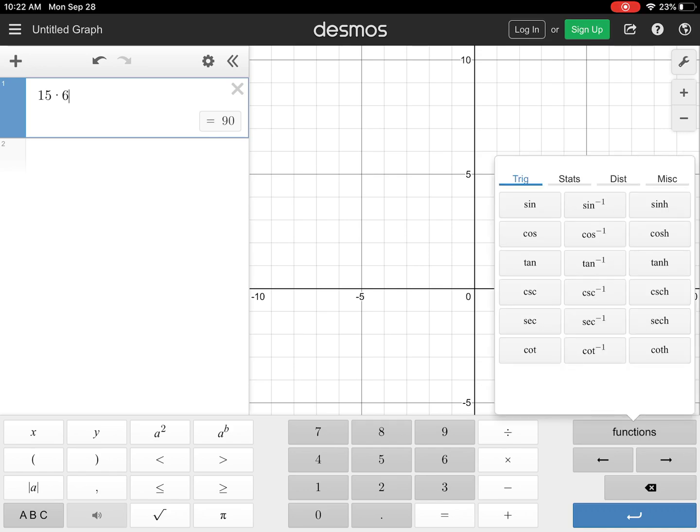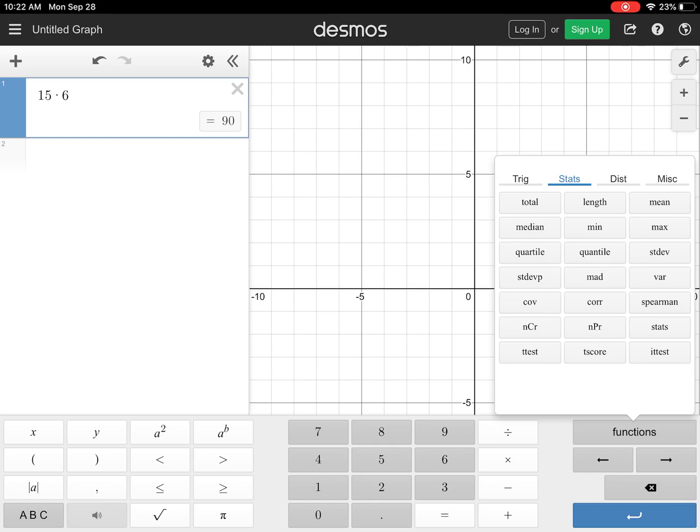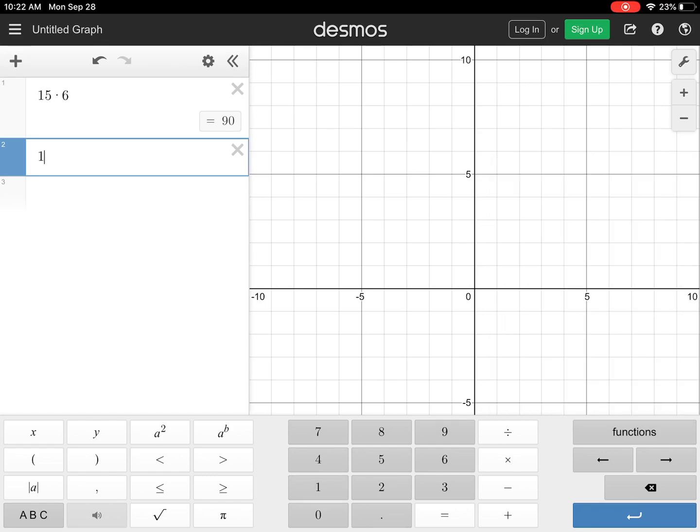There's other functions I can add to it, which you're not really going to get into in middle school. But you can find the mean of something. So say right here I had 15, 6, 8. Now I wanted to find the mean. Well, first I type in mean, apparently. Say I wanted to find the mean of 15, 8, 78, 1. It would tell me.